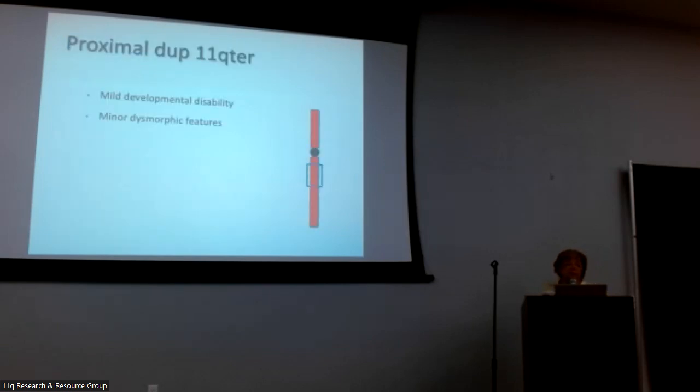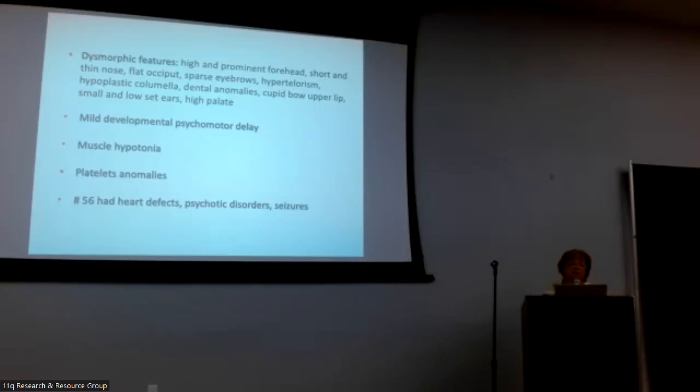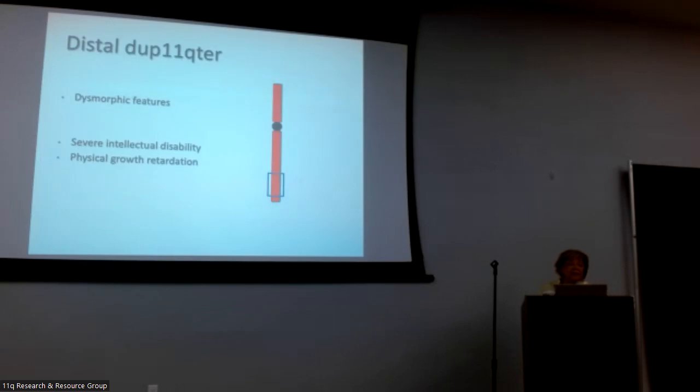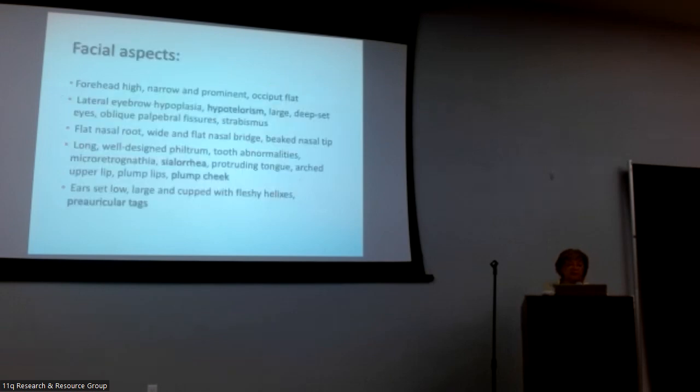What we can say is that proximal is usually mild, and these marked features are non-obvious, but there may be mild developmental delay, muscular hypotonia, platelet anomalies. I would expect more platelets in trisomy. No, they have fewer platelets. And in distal there is a severe intellectual disability and physical growth retardation.